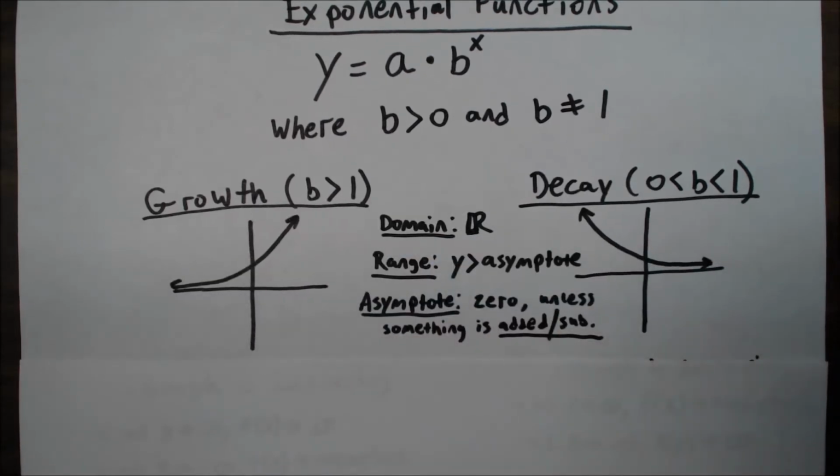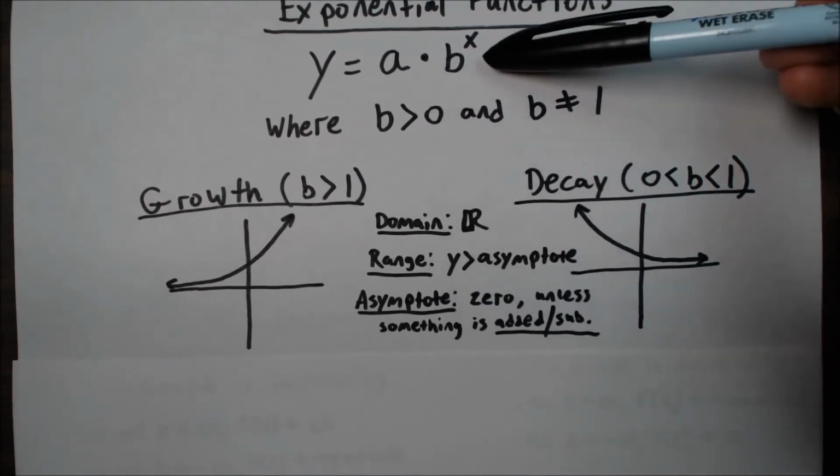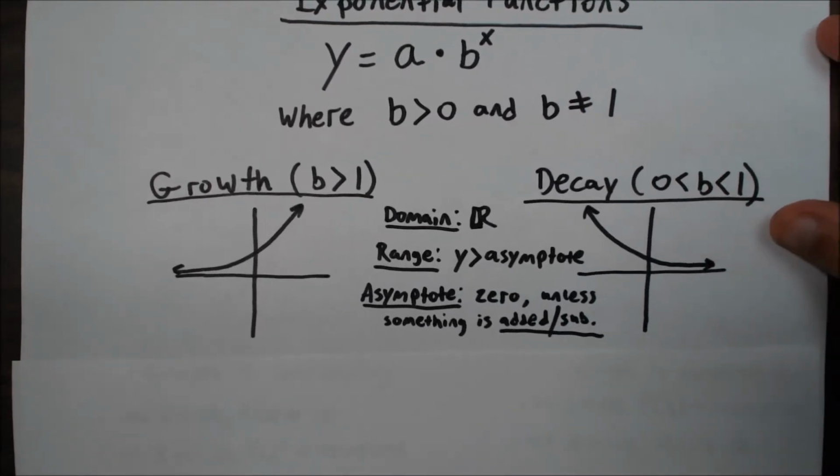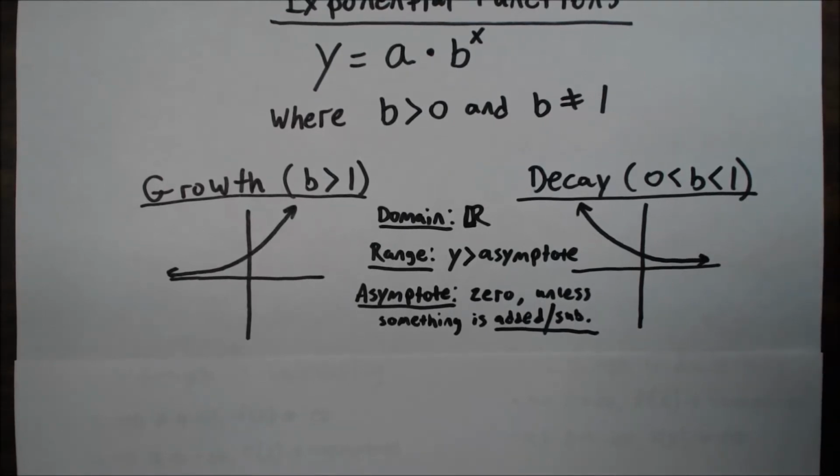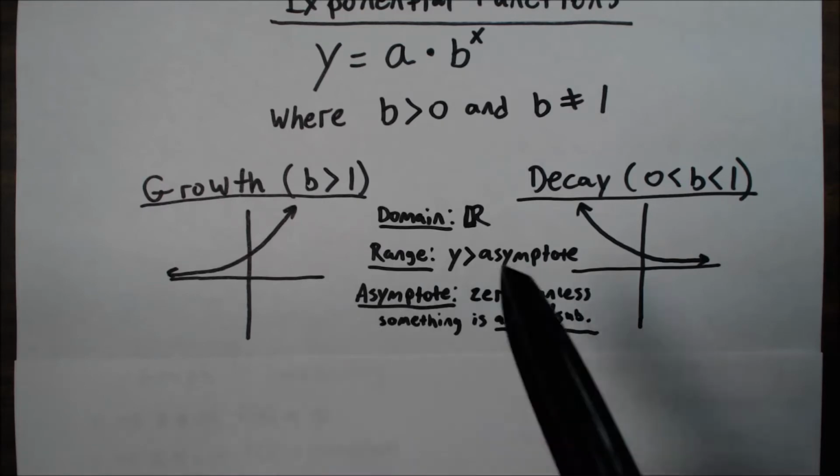So the asymptote is not always 0. A lot of people say that it is, but it's not. Exponential functions can actually have something added at the end, and that's what would happen. Okay, so those are the things that they both have in common. Now, where they get different is when you start talking about a couple other things.